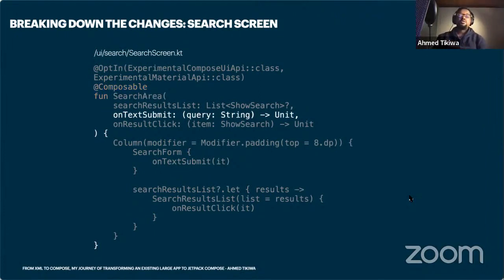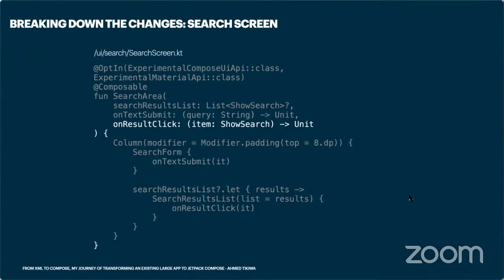Then on text submit will be invoked when the user has entered a search query. This event is hoisted up from the search form composable all the way up to search screen. Then on result click is an event invoked when the user clicks on one of the search result items. This event is hoisted up from the search results list composable all the way up to search screen.